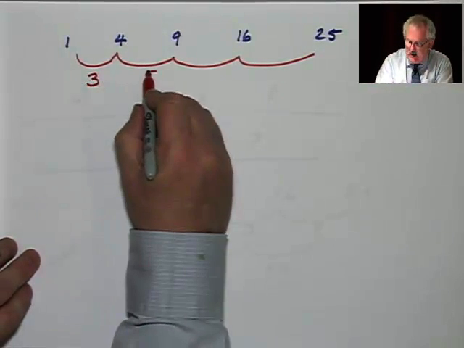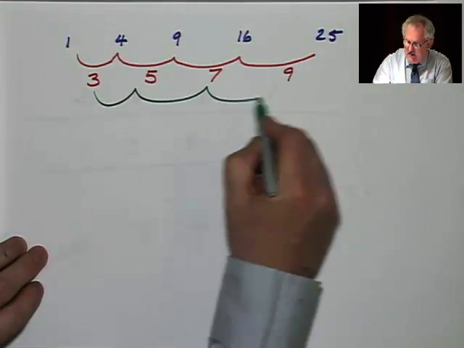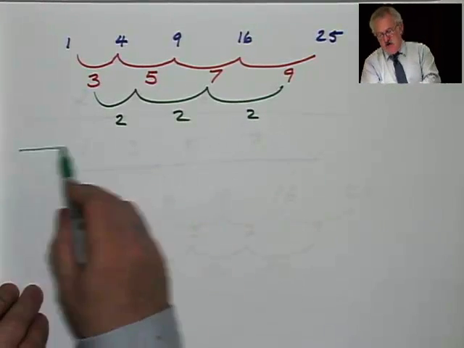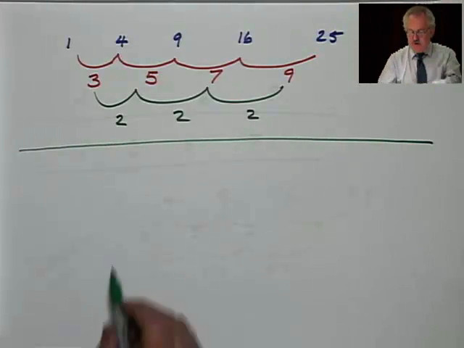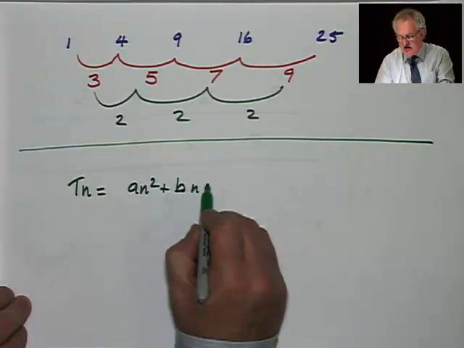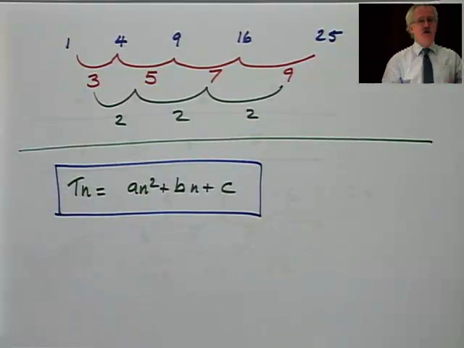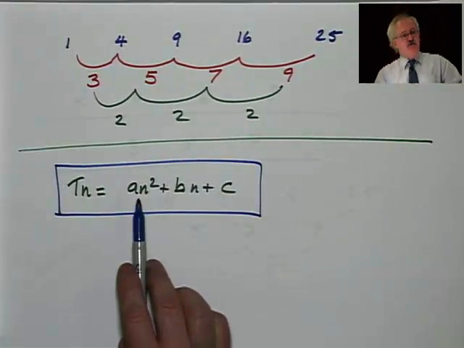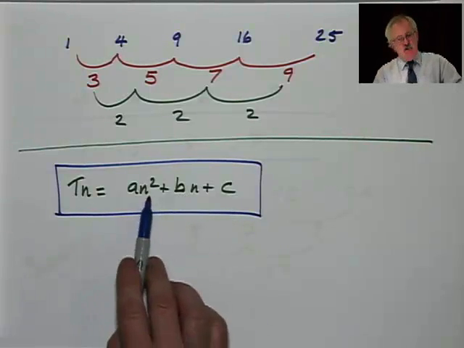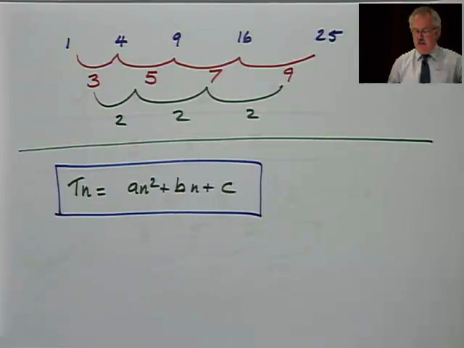You find that you get 3, 5, 7, 9, and you go again and you find it's 2, 2, 2. You now know it's quadratic. This is the way it's done. The term in quadratic is an squared plus bn plus c. That's your general term. There's going to be a term in n squared, a term in n, and a term in c. But it works out very neatly.